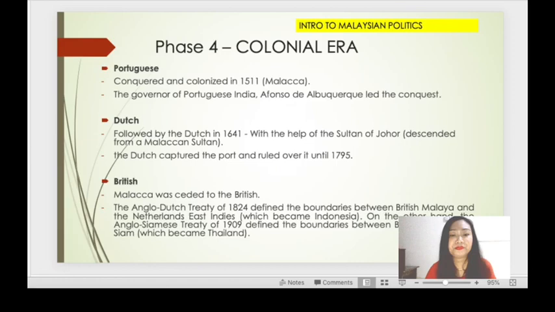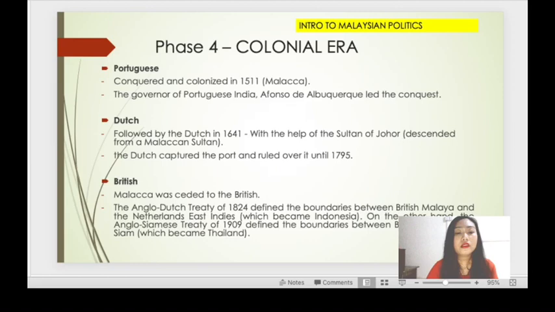Okay, so for the Dutch, with the help of the Sultan of Johor, who is descended from a Malaccan sultan, the Dutch captured the port in 1641 and ruled over it until 1795, when Malacca was ceded to the British under an exchange for Batavia, Jakarta in Indonesia. The Anglo-Dutch Treaty of 1824 defined the boundaries between British Malaya and the Netherlands East Indies, which became Indonesia. On the other hand, the Anglo-Siamese Treaty of 1909 defined the boundaries between British Malaya and Siam, which became Thailand now.